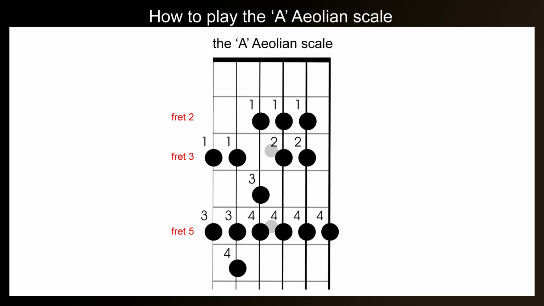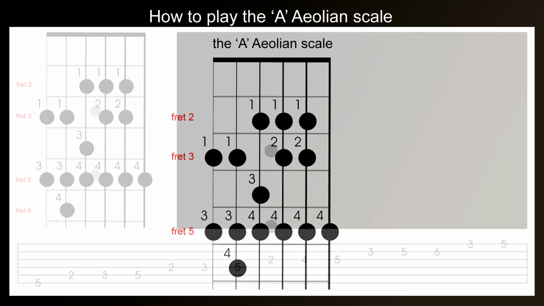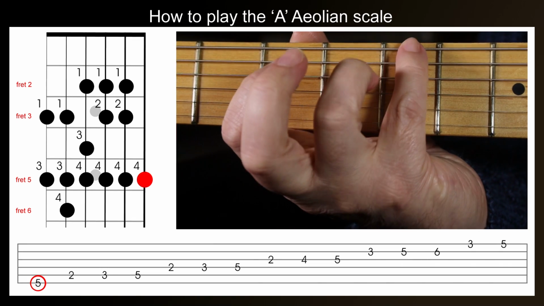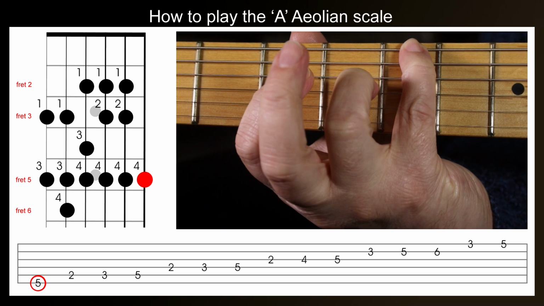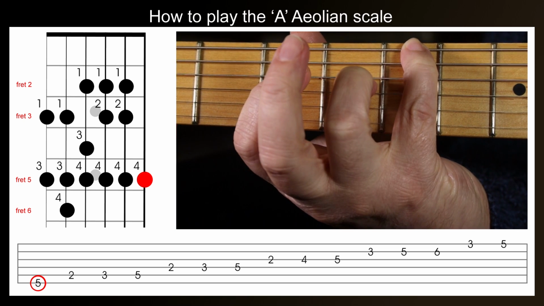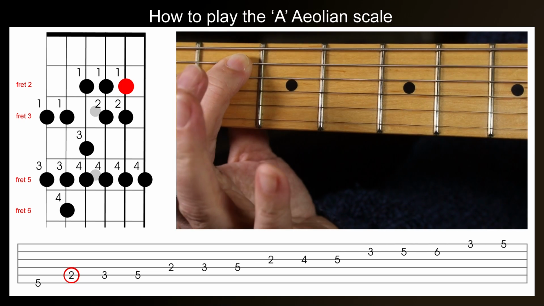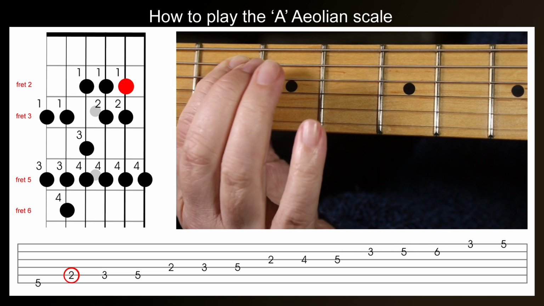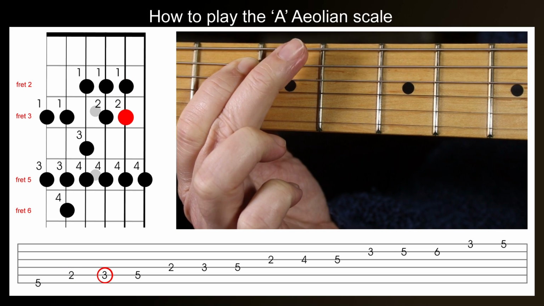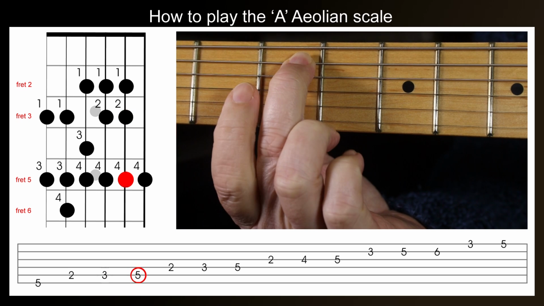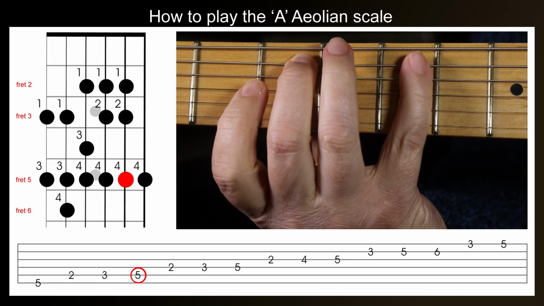Right, let's learn to play the A Aeolian scale using the second shape. Firstly, play the 5th fret of the bottom E string with the fourth finger. Play the 2nd fret of the A string with the first finger. Play the 3rd fret of the A string with the second finger. Play the 5th fret of the A string with the fourth finger.